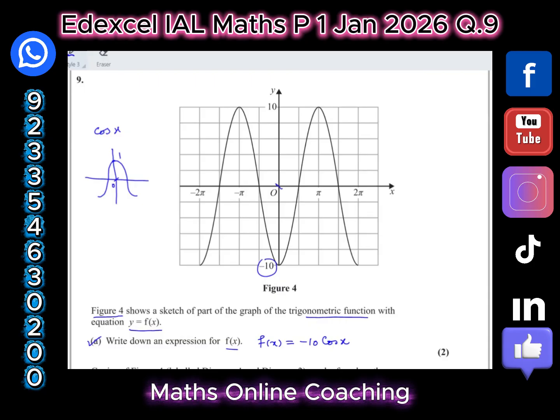Now we can check it by using the values of x here. If we put x is equal to 0, it gives minus 10. And at x is equal to pi, it is 10. Similarly, we can check the other values by using them in the equation. So the graph represents the function f of x is equal to minus 10 cos x.